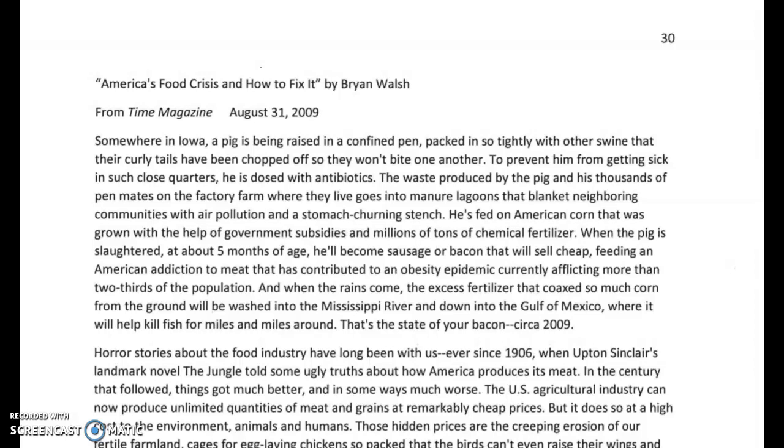So the first thing you want to annotate is actually the title. I want you to remember that annotating is very personal. Just because I might circle something or highlight something or write a specific note, it doesn't mean that you should write exactly the same. I just want to model what good annotation looks like. So the first thing I see in this title is the word crisis. Crisis is important because it's a very strong word. It means a problem. It's an urgent problem.